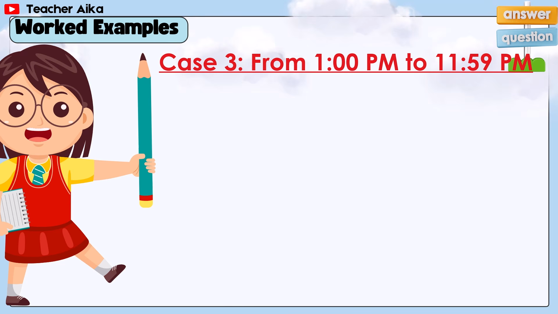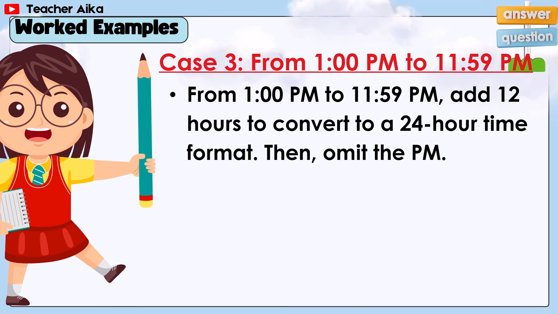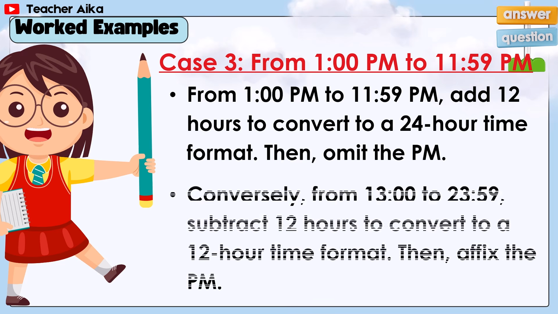Case number 3, 1 p.m. to 11:59 p.m. From 1 p.m. to 11:59 p.m., add 12 hours to convert to a 24-hour time format, then omit the PM. Conversely, from 13 to 23:59, subtract 12 hours to convert to a 12-hour time format, then affix the PM.